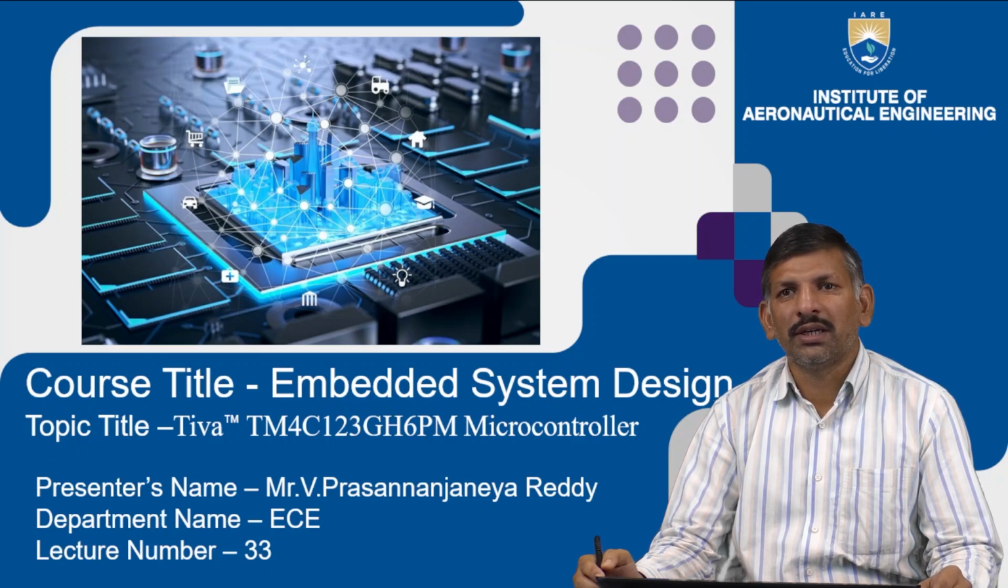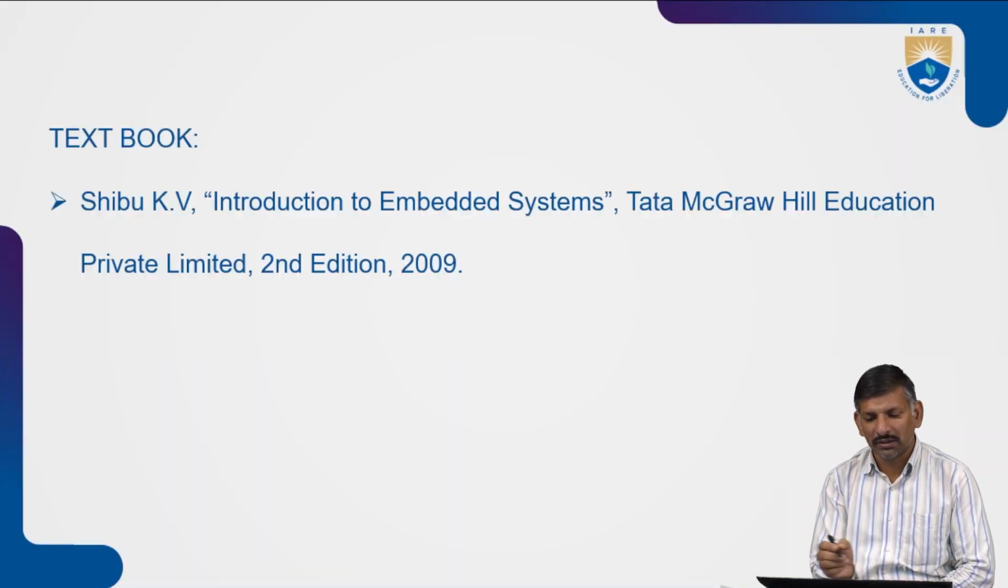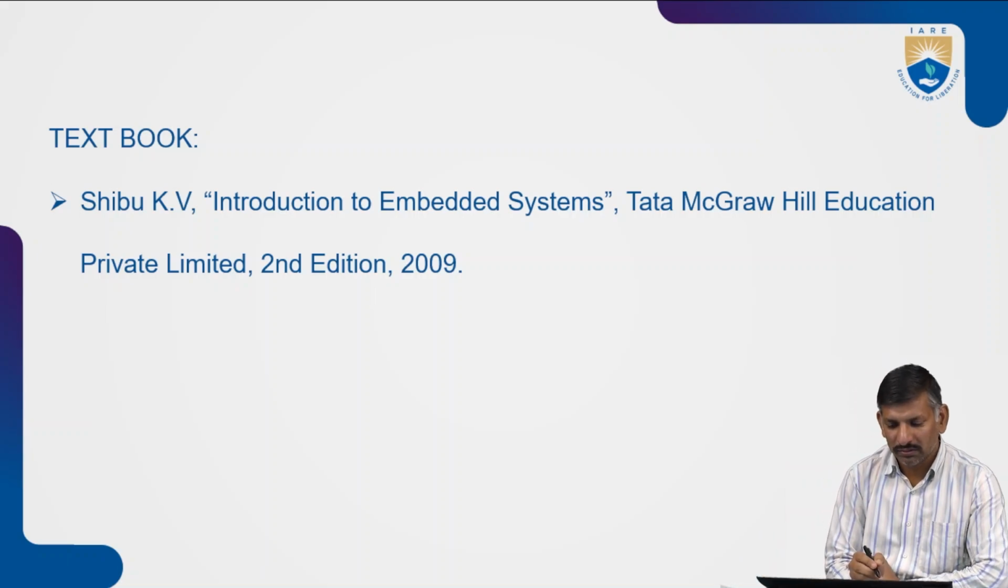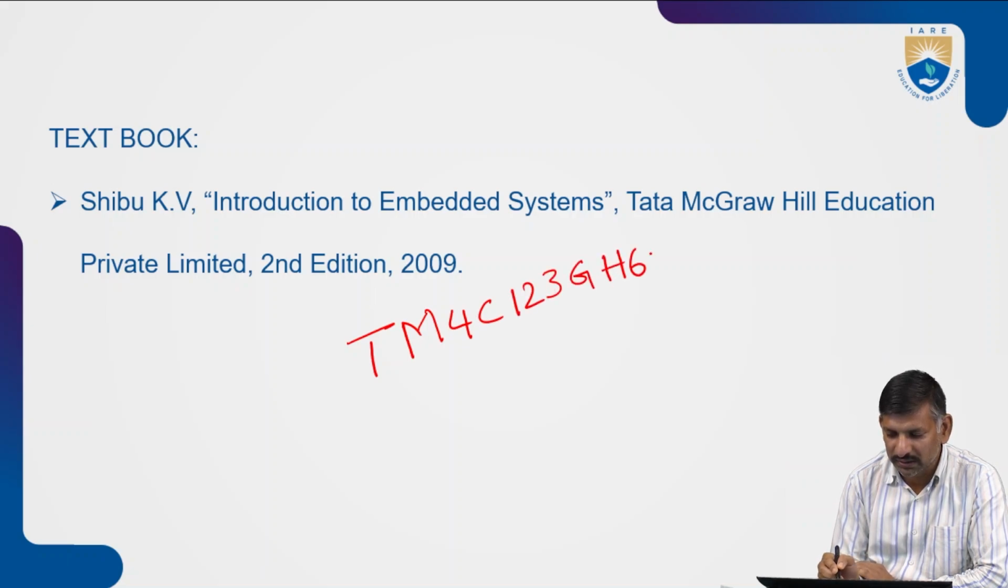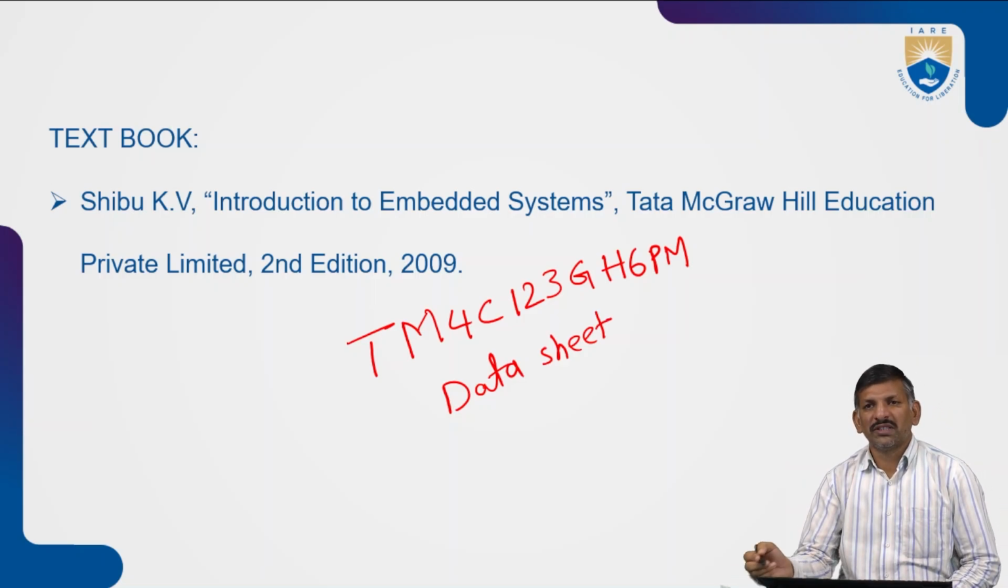In this session, we are going to discuss the ARM processor architecture. The particular model is TM4C123GH6PM. For this session, the reference textbook is Introduction to Embedded Systems by Shibu K V, and we need to follow the TM4C123GH6PM data sheet. This is for reference purposes.